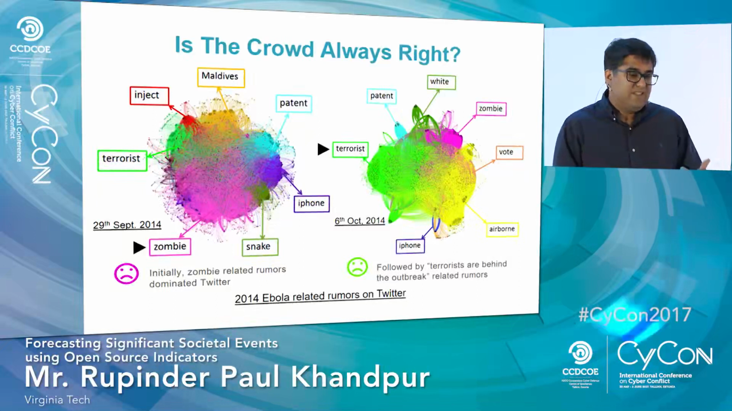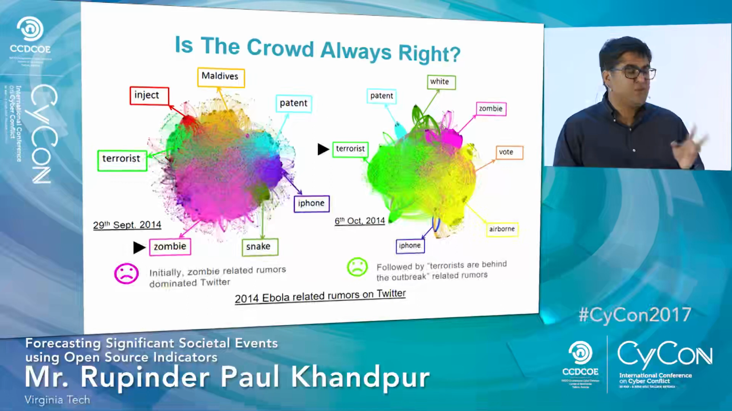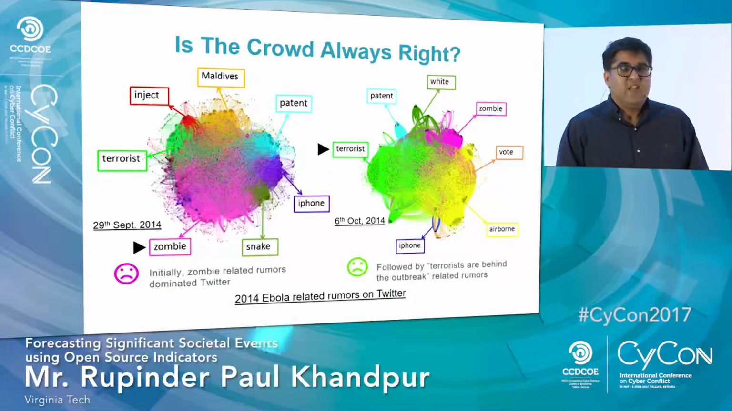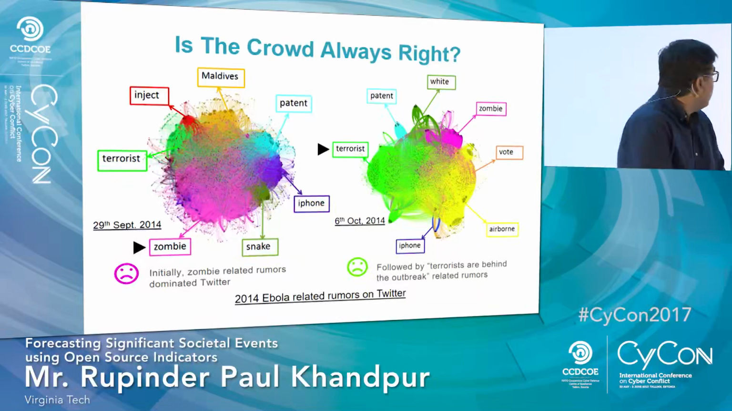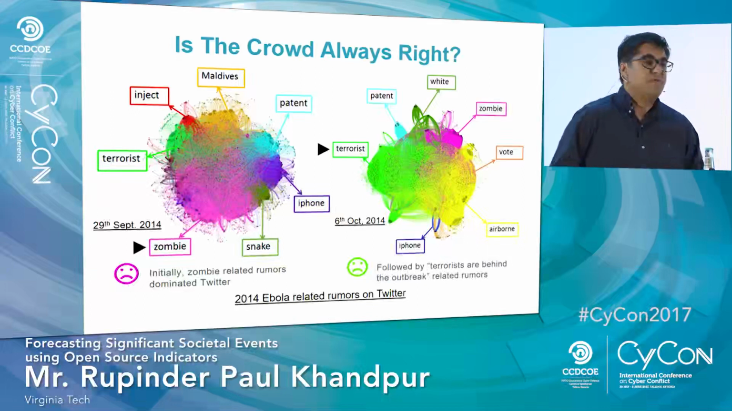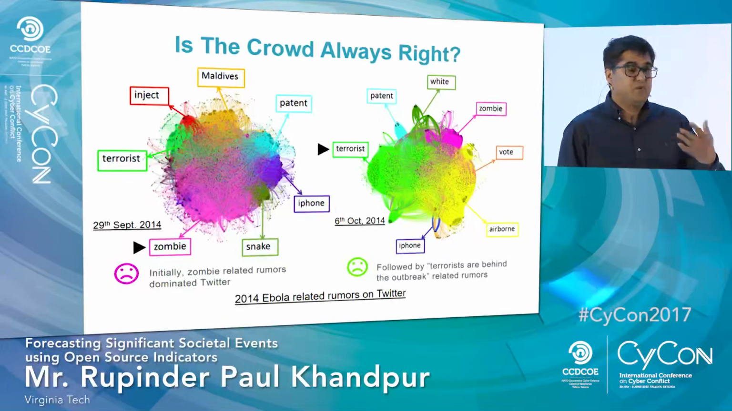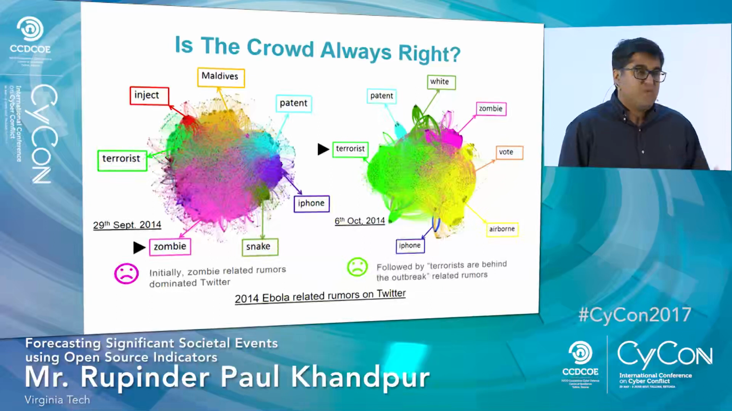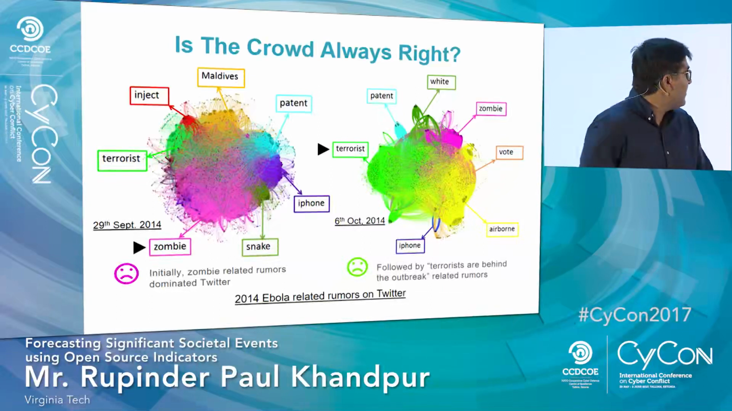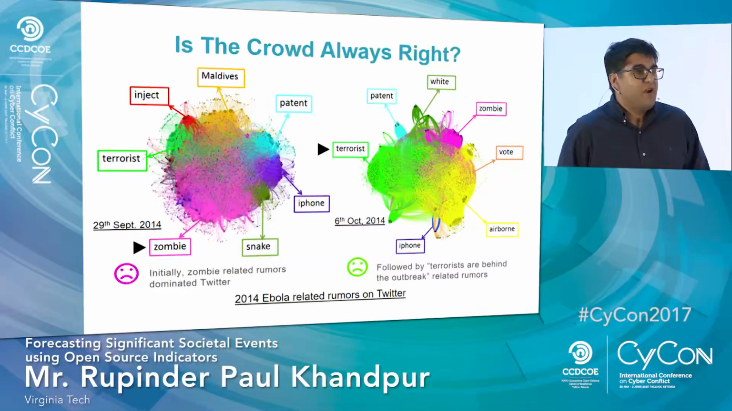For example, in this case, we show you two networks at different snapshots. The first snapshot is on 29 September 2014. This is during the Ebola crisis, the rumor mill that started off during the Ebola epidemic. And you'll see the big pink one here. Initially, people thought that it was because of a zombie apocalypse that has descended. Then we took another snapshot, using the rumor model that we have to build another retweeting network of these keywords. And now we found that the terrorists were the biggest component of that rumor network. So this shows you that the crowd is not always right.